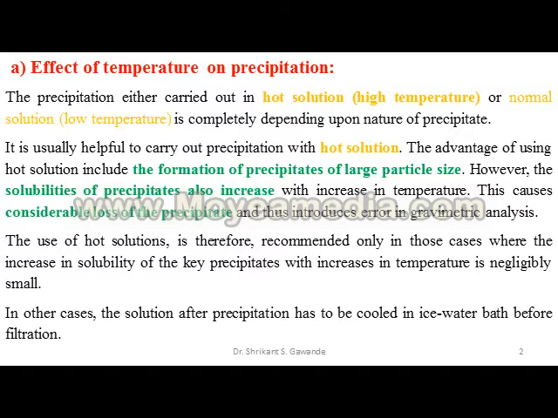The precipitation, either carried out in hot solution, that is at high temperature, or in normal solution, that is at low temperature, completely depends upon the nature of the precipitate.